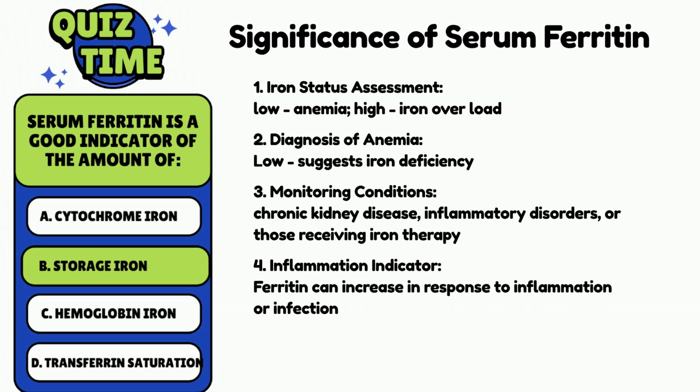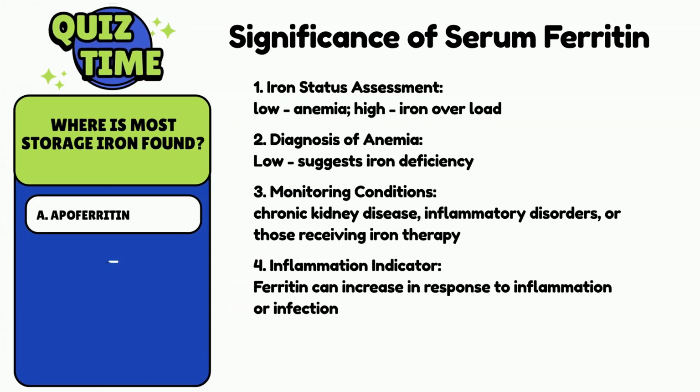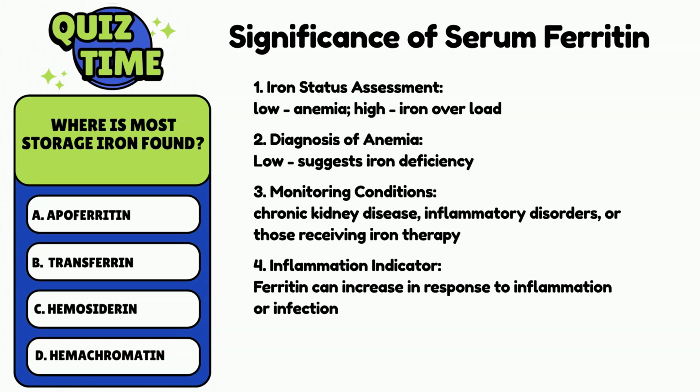Ferritin is an acute phase reactant, meaning its level can increase in response to inflammation or infection, sometimes complicating the interpretation of iron stores. Conclusion. Measuring serum ferritin is crucial for evaluating iron levels and diagnosing related disorders, making it an important tool in clinical practice. Where is most iron stored?